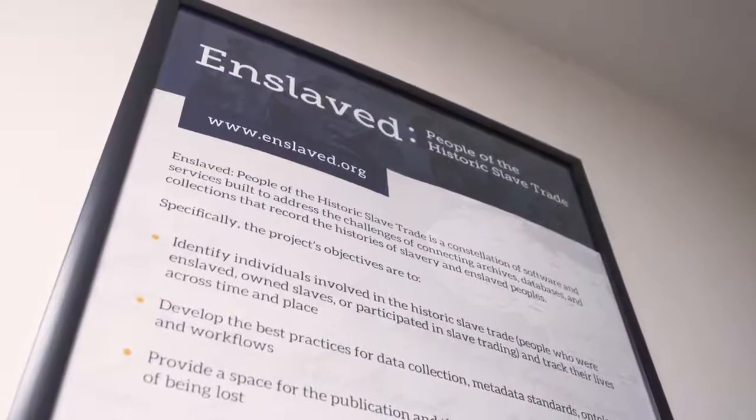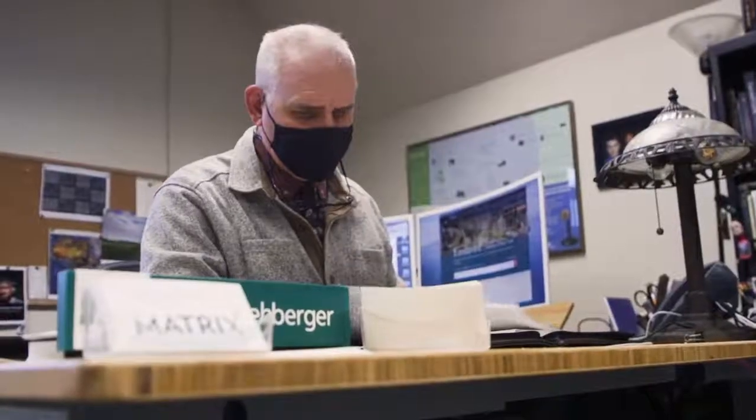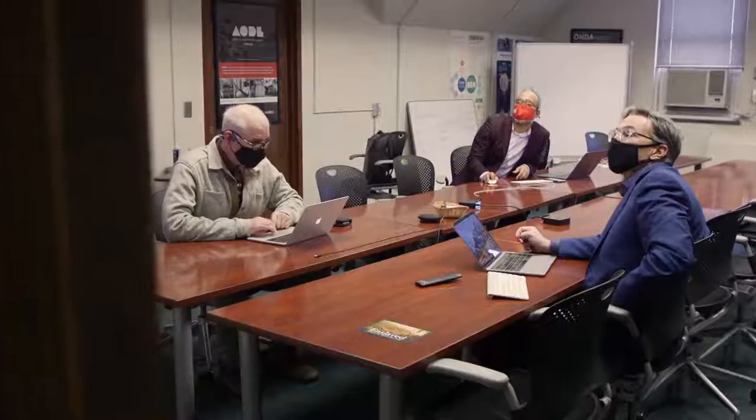And the idea here is that if we can bring all of this data together, think of it as tiny little fragments of a person's life. If you can sew those together, you can actually start to recreate lives.